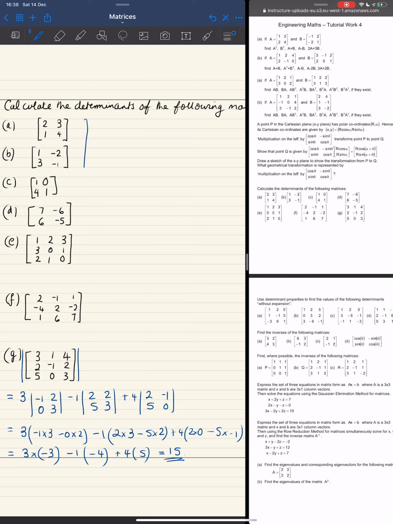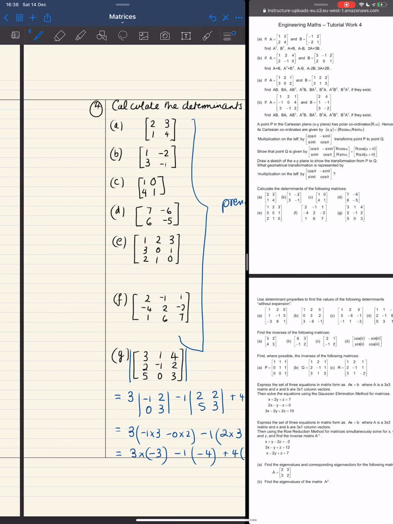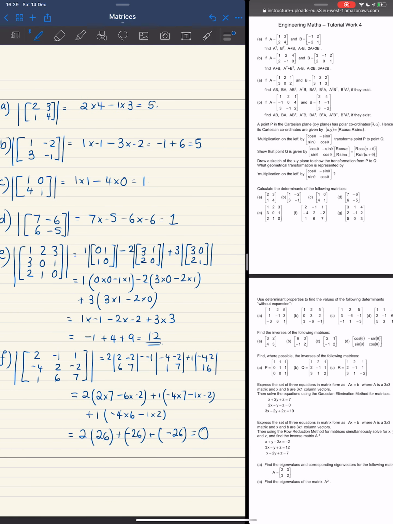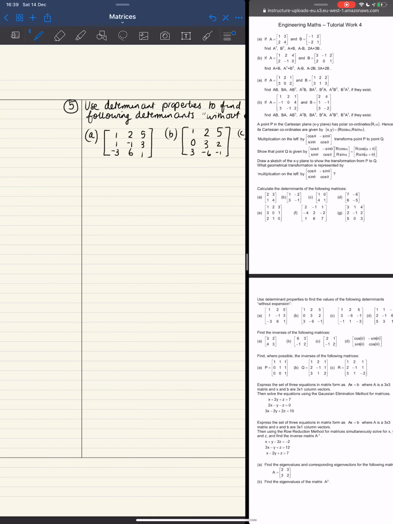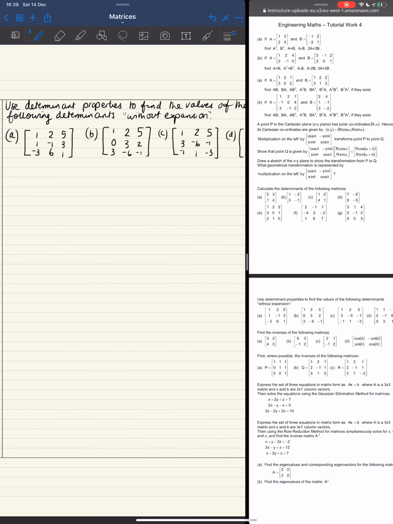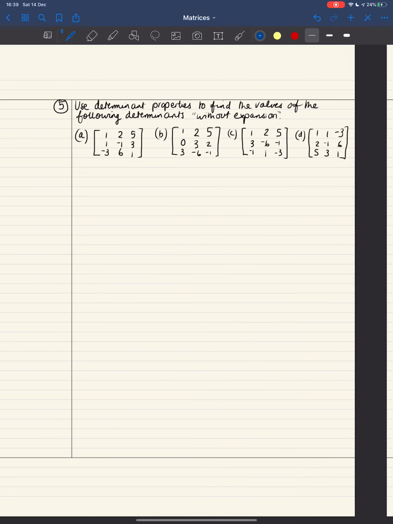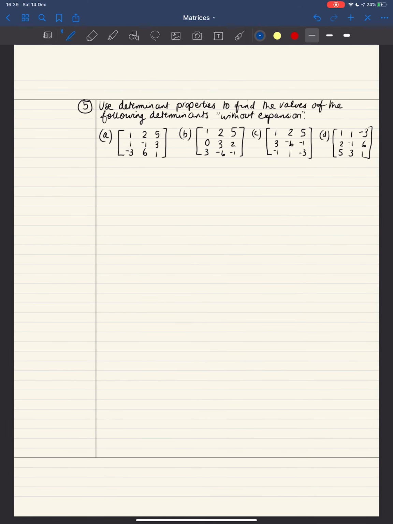Okay, and these are all done previous page. There we are. Yeah, they're all there. Okay, right, so number 5. So I don't need that anymore. Right, use determinant properties to find the values of the following determinants without expansion.